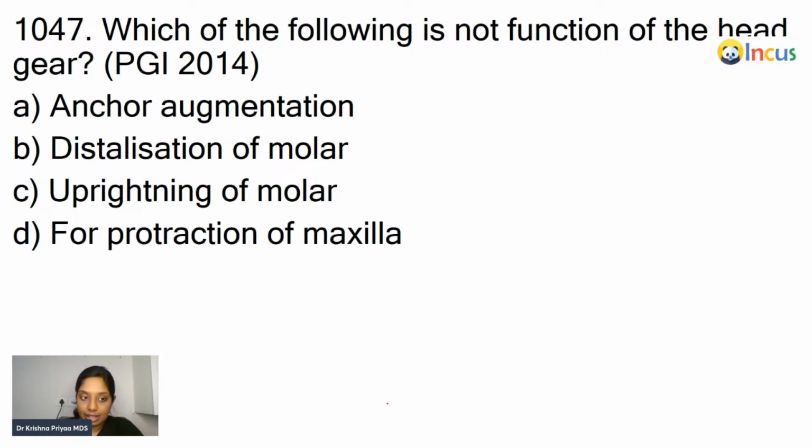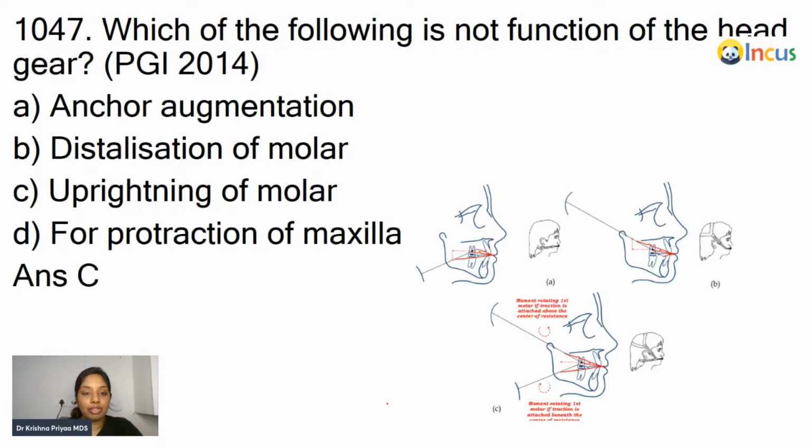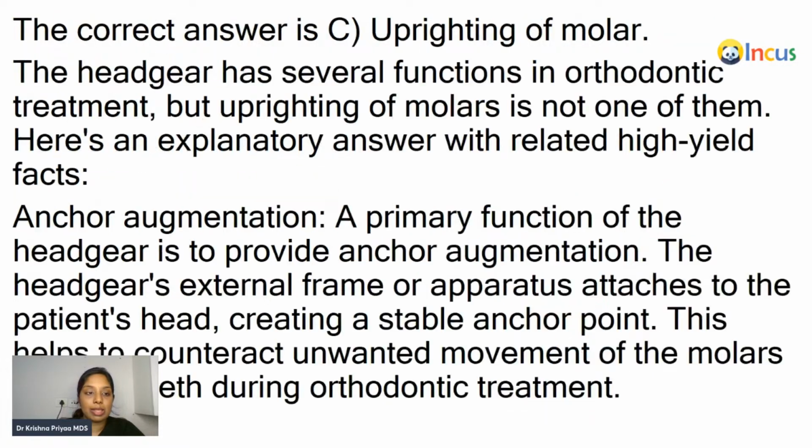So as we discussed earlier, it would obviously be uprighting of the molar, because headgear is concerned with the big area. So it can also be used as an anchor augmentation. If you don't want a particular tooth to move, you associate it with the headgear. It will act as an anchor and stabilize the unit. It is also used in distalization of molar, but uprighting of the molar is concerned with a single tooth. So this whole unit cannot be used to target a single tooth. Okay? Protraction of maxilla, obviously reverse headgear, that is face mask.